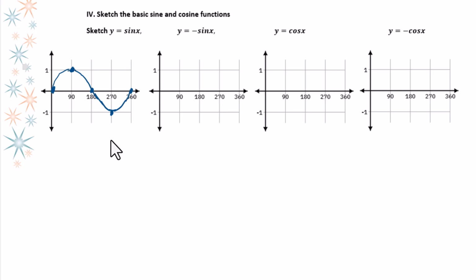For y equals negative sine x, it's a reflection of y equals sine x across the x-axis. 0, 0; 90, negative 1; 180, 0; 270, 1; 360, 0. Then sketch the graph like this.